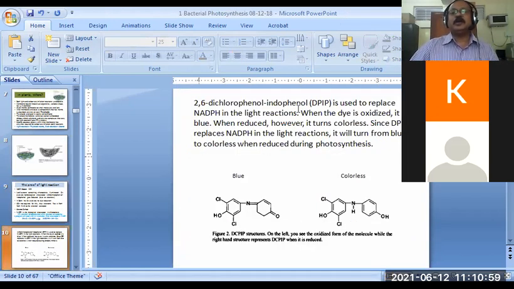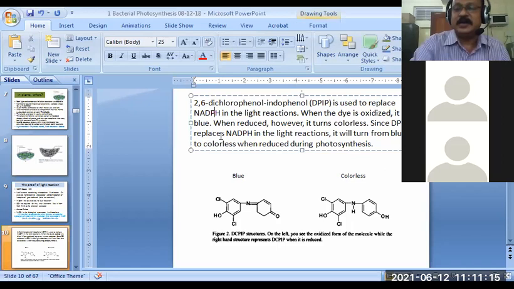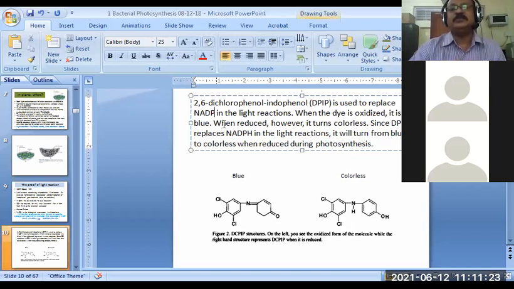This non-biological electron acceptor, 2,6-dichlorophenol indophenol, is also called DPIP. This chemical is used to replace NADP; I'll just delete this H here. NADP is the biological electron acceptor. In the place of NADP, what Hill did was he used a non-biological electron acceptor, that is DPIP. When this dye is oxidized, it is blue in color normally, but when it takes up the electrons, when it is reduced, it becomes colorless.